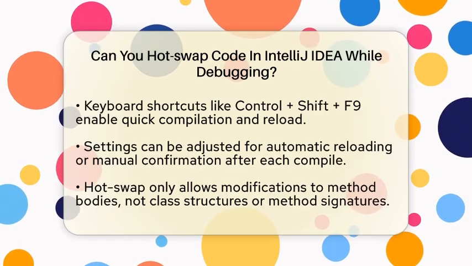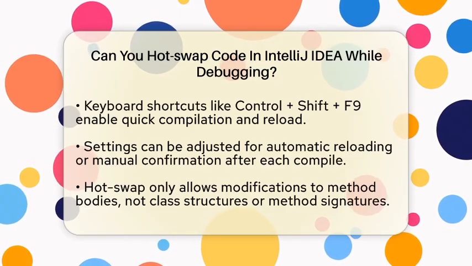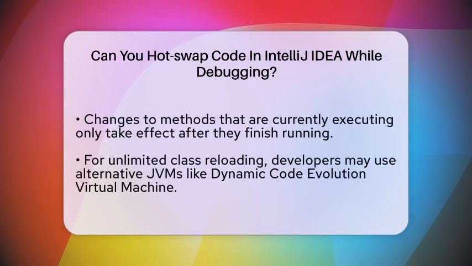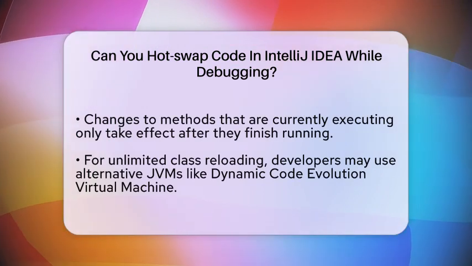Also, if the method you changed is currently running on the call stack, the new code only takes effect after that method finishes executing. Until then, the old version remains active. Because of these restrictions, hot swap is best for small tweaks and quick fixes rather than major changes.